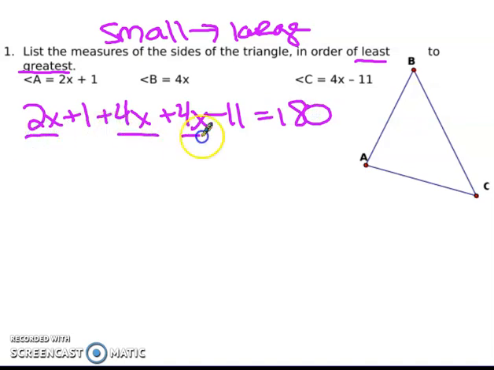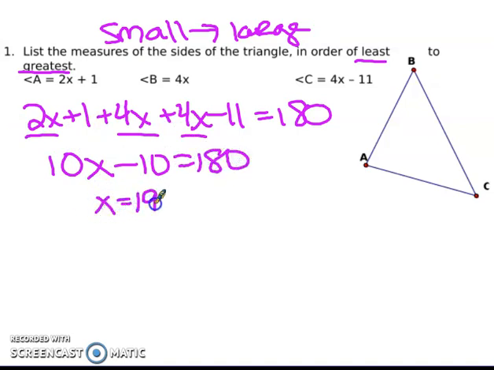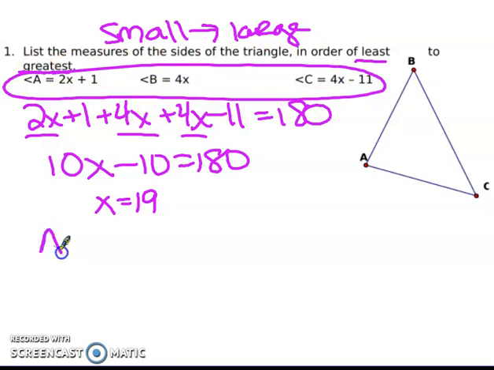We're going to use our algebra skills to solve it, and x is going to equal 19. Well, from here, that doesn't help us a whole lot because that's only one number. We need to find our angles. So now I'm going to take it, and I'm going to plug it back into all of them. So A becomes 2 times 19 plus 1. So angle A is 39 degrees.